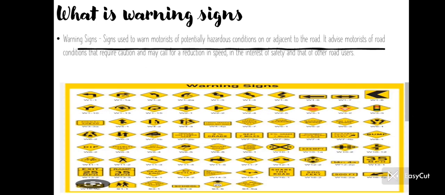What are warning signs? Warning signs are used to warn motorists of potentially hazardous conditions on or adjacent to the road. They advise motorists of road conditions that require caution and may call for a reduction in speed in the interest of safety and that of other road users. These warning signs are very important. If you neglect any of these warning signs, then you might be fined.